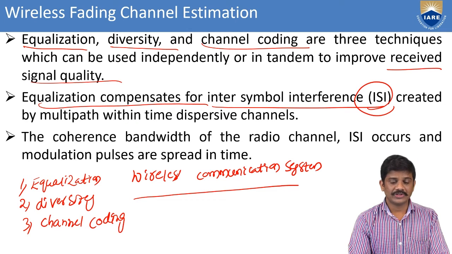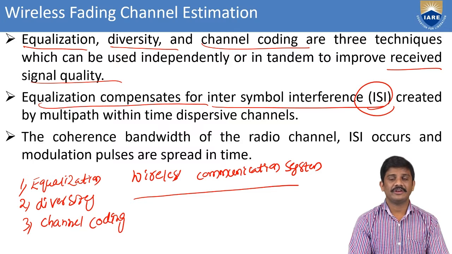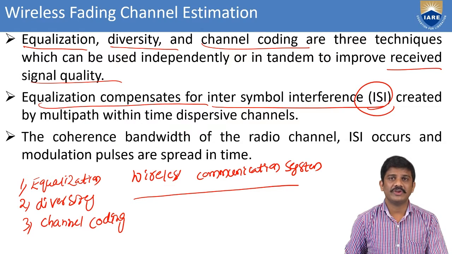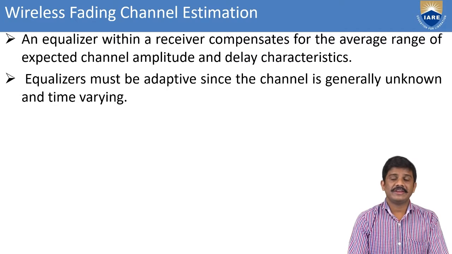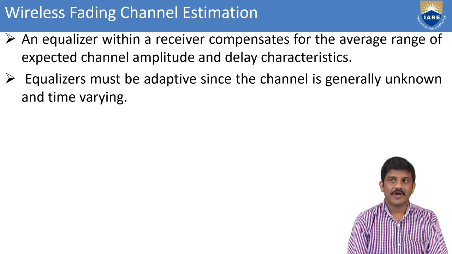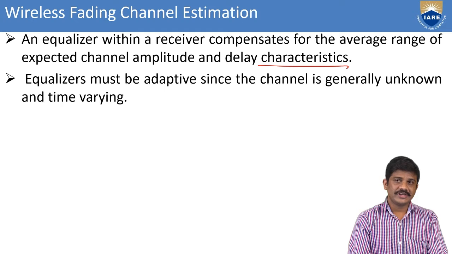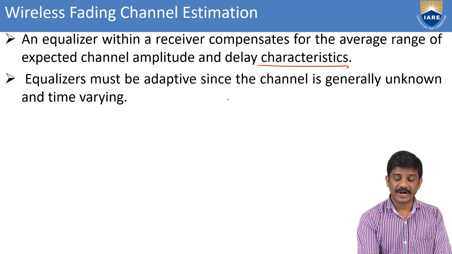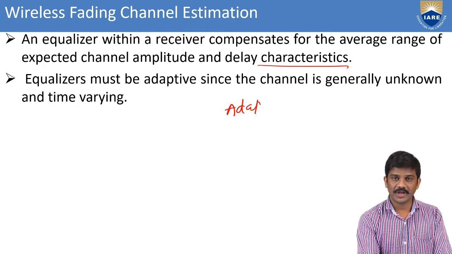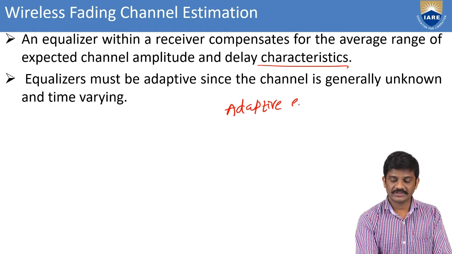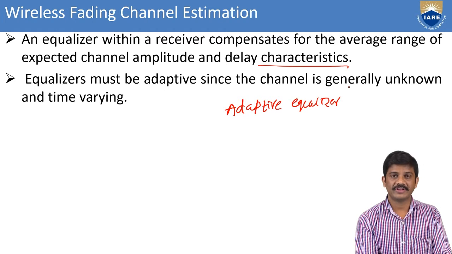Then we also have the coherent bandwidth of the radio channel. The intersymbol interference occurs and modulation pulses are spread in time. This is about equalization, and also the equalizer within a receiver compensates for the average range of expected channel amplitudes and delay characteristics. Further, we can consider adaptive equalizers. Here we have the adaptive equalizer.